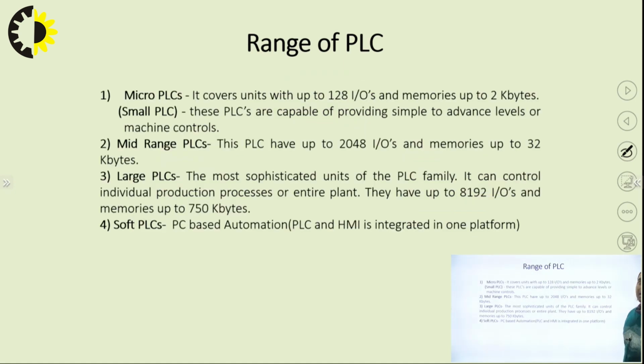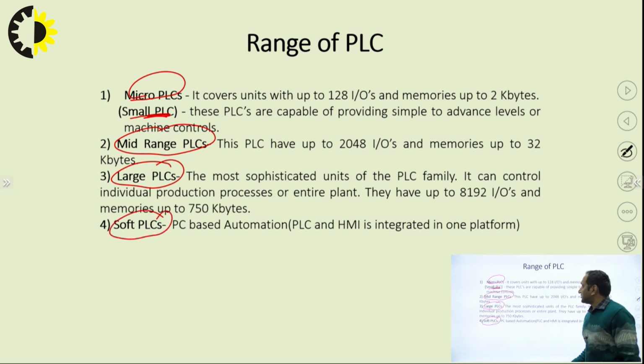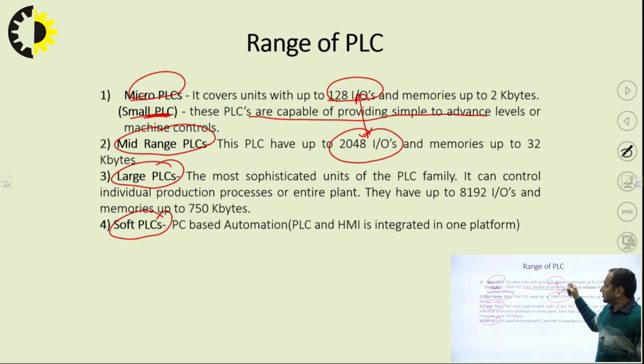Now PLCs are identified, classified, and procured according to their range. So it is divided into 4 types. First is micro, which is nothing but small PLCs, then mid-range PLCs, large PLCs, and soft PLCs. Micro PLCs depend on the size, how many input or output devices can be attached to the PLC. So a micro PLC covers up to 128 input output devices. Small PLCs are capable of providing more. Mid-range PLCs again, as you can see, have 2048 input output devices, a substantial increase.